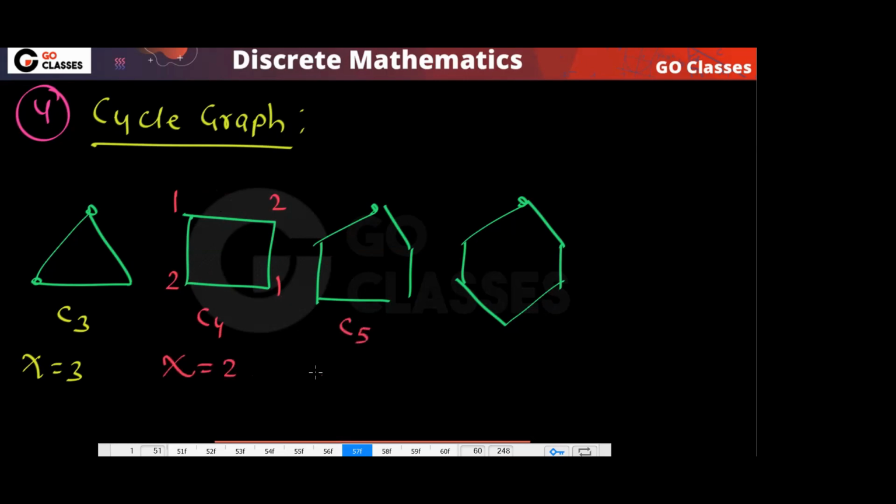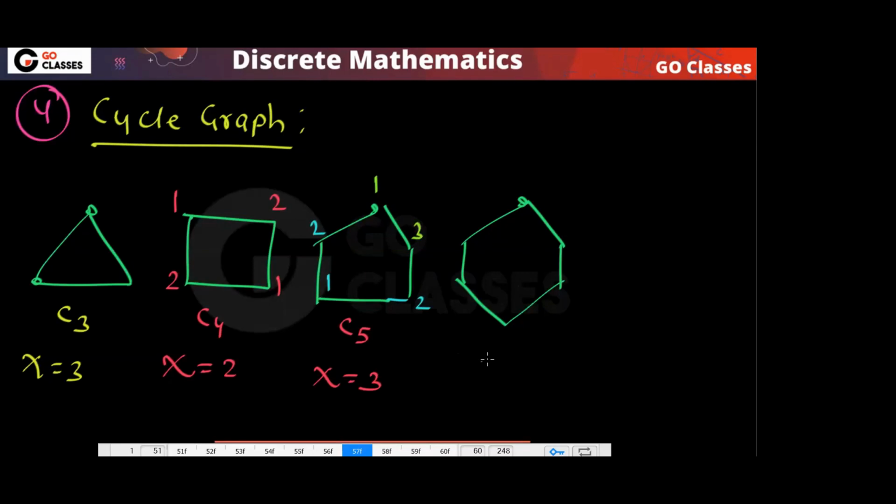And for C5, the chromatic number will be again 3. If I give color number 1 here, I cannot give color number 1 next, so I give color number 2. I can reuse color number 1, then I can reuse color number 2. But notice, I cannot reuse color number 2, and I cannot reuse color number 1. So I have to give color number 3.